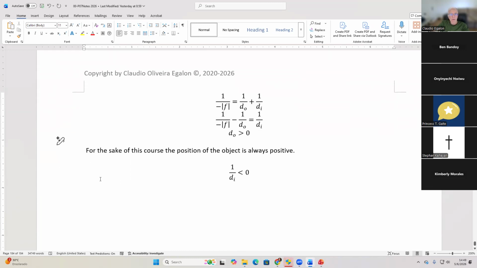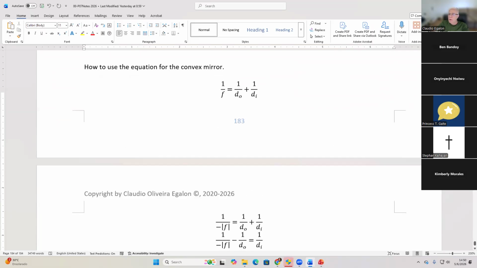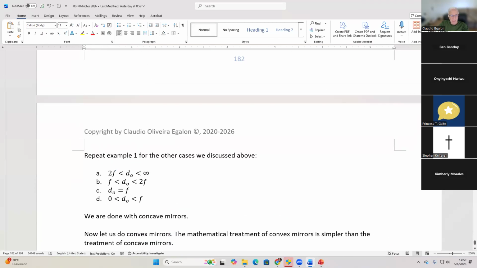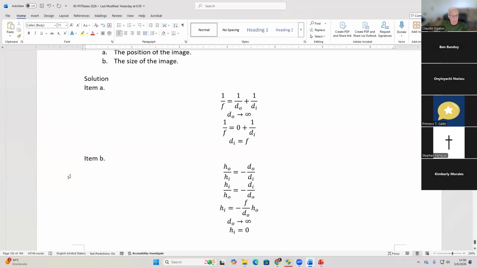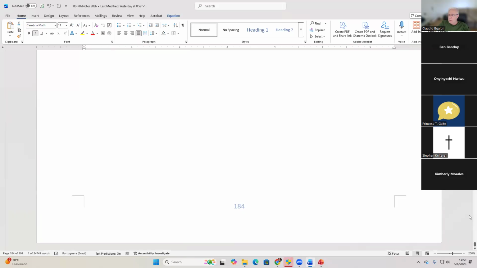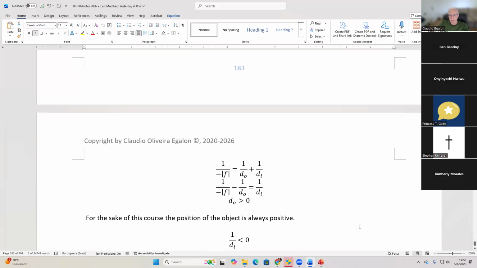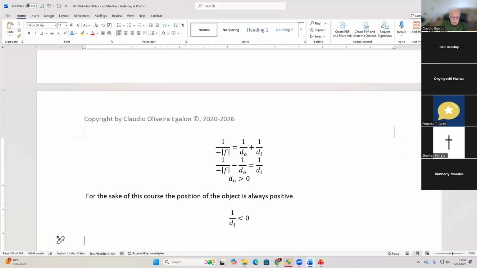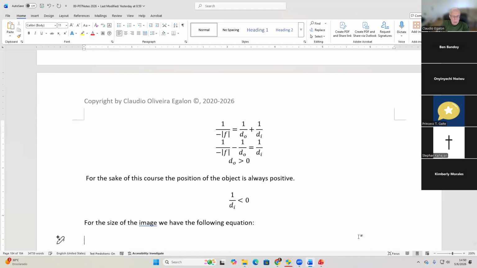The position of the image will always be negative. And let's do another one. All right, there's one more equation that you have to see. It is the equation of the size of the image. This one right in here. For the size of the image, we have the following equation.